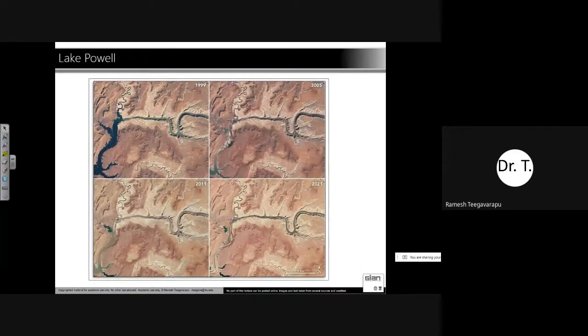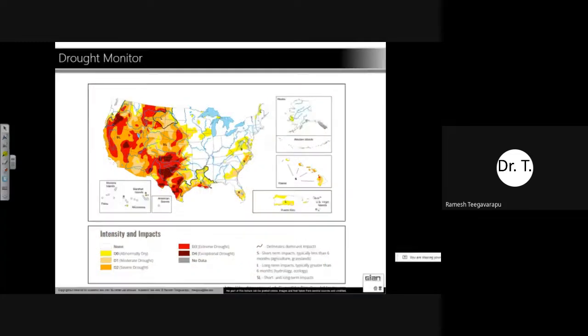This again is another one, Lake Powell. You can see the reductions in the water areas over the last 20 years. We also have a drought monitor where we monitor the drought almost on a daily basis. We provide this information to the users, which can tell us which parts of the country are in drought mode. This was the most recent image, probably a month back, and you can see that a large portion of the West, California and other areas are under drought.